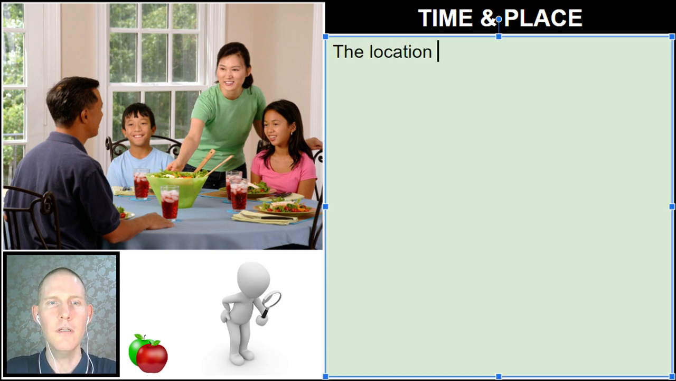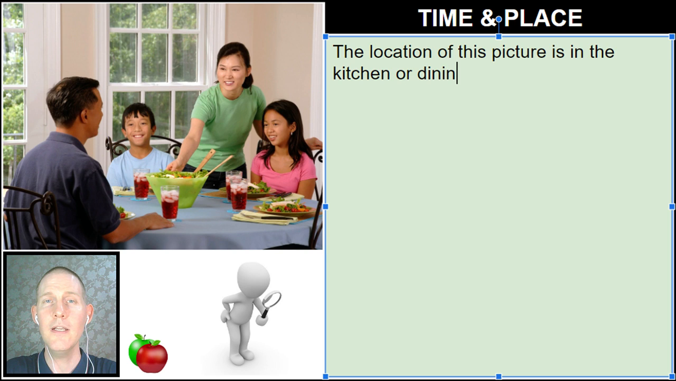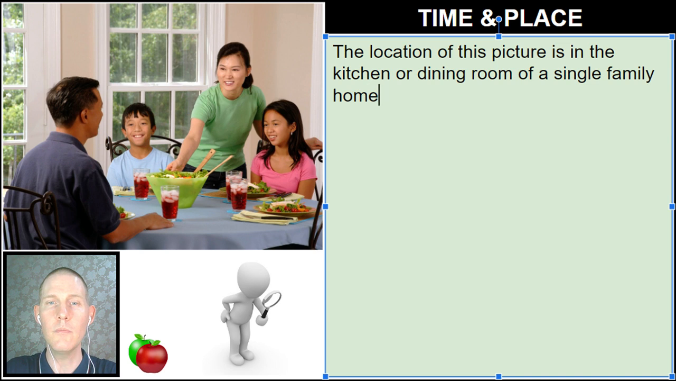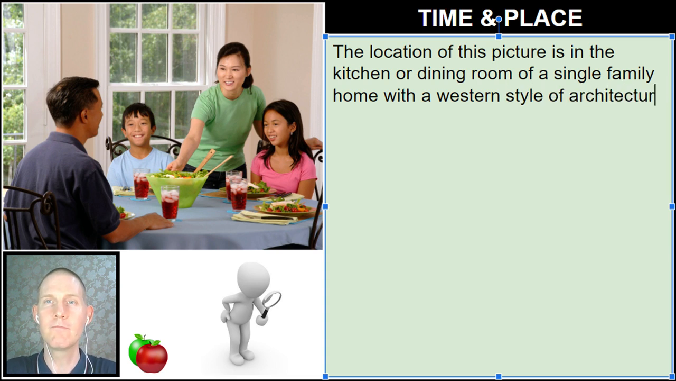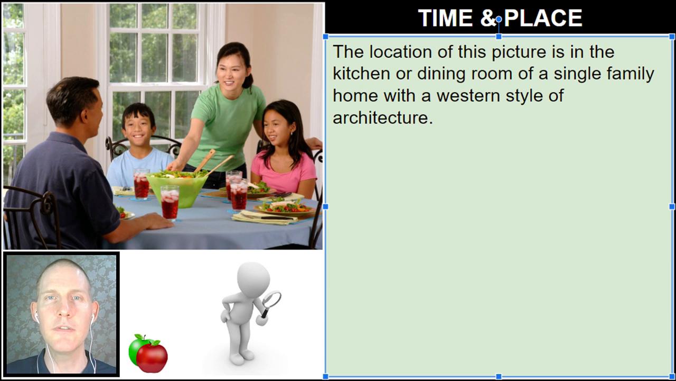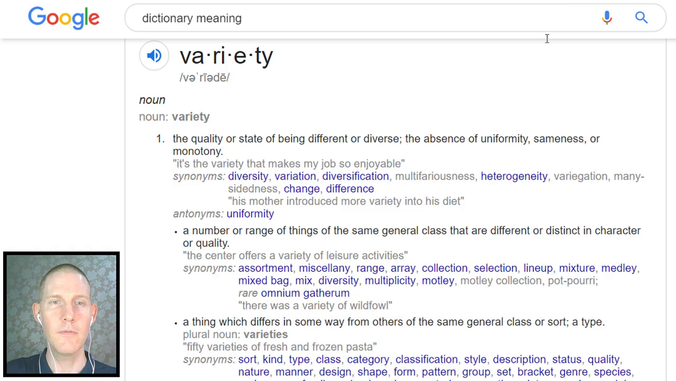The location of this picture is in the kitchen or dining room of a single family home with a Western style of architecture. So this is our first sentence. And when we're talking about a kitchen or a dining room, depending on the type of house, the dining room could be part of the kitchen, or maybe the kitchen and the dining room are 2 separate rooms. So let's take a look what we can find for pictures.